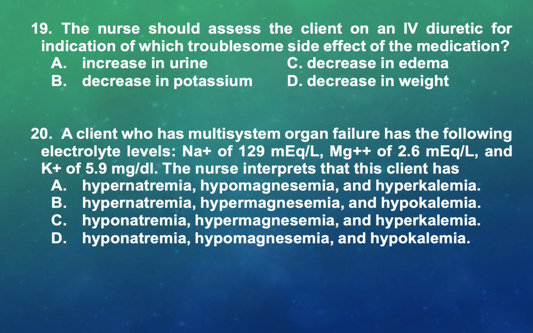19 is Bravo. 20. A client who has multi-system organ failure has the following electrolyte levels: sodium 129, magnesium of 2.6, and potassium of 5.9. The nurse interprets that this client has, 20, Charlie. There is actually presence of hyponatremia, hypermagnesemia, and hyperkalemia, because we know that the normal sodium is 135 to 145, normal magnesium is 1.5 to 2.5, normal potassium is 3.5 to 5.0. 20 is Charlie.